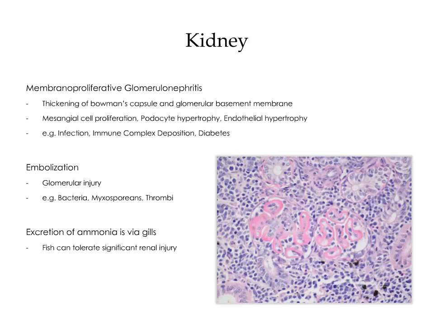Given the highly vascularized nature of the glomerular tuft, it's particularly prone to embolization. Potential causes include bacteria, myxosporians, and thrombi. Fish can tolerate a significant amount of renal injury given that excretion of ammonia is largely via the gills. The image on the bottom right is an example of membranoproliferative glomerulonephritis in a Pacific salmon.